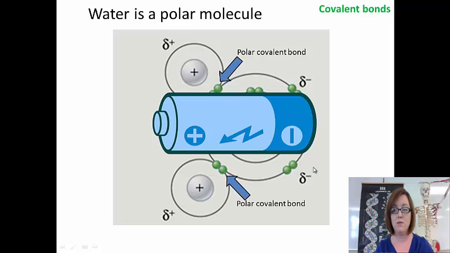So the oxygen develops a partial negative charge, and the hydrogens develop partial positive charge. I have that little battery over there to remind you that batteries are polar, and this molecule is polar too, right? We're partially positive on this side and partially negative on this side. This symbol, by the way, is the Greek lowercase delta, and it means partial in science.